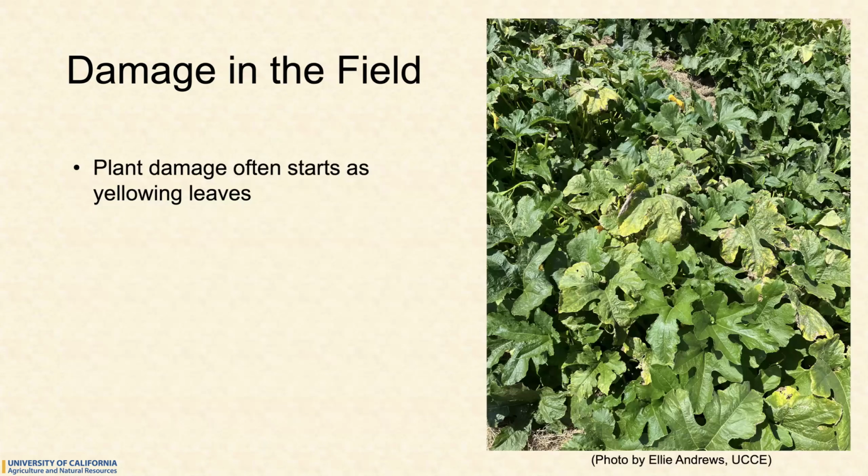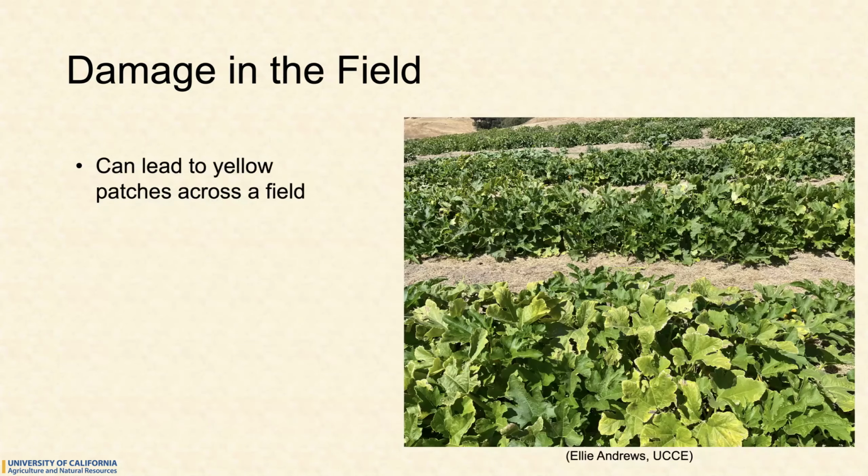Plant damage often starts as yellowing leaves. Whereas nitrogen deficiency might be uniformly pale yellow, here you can start to see it's in between leaf veins in this photo. So that's one way to tell, oh, maybe this might not be a nitrogen thing, it might be something else. But it does start as this leaf yellowing. And then over time, this can spread to larger patches across the field. These are photos from pumpkins that I visited, and they were just loaded with cucumber beetles.